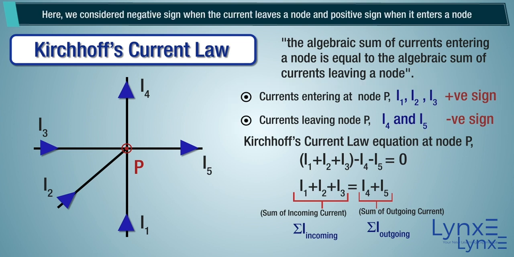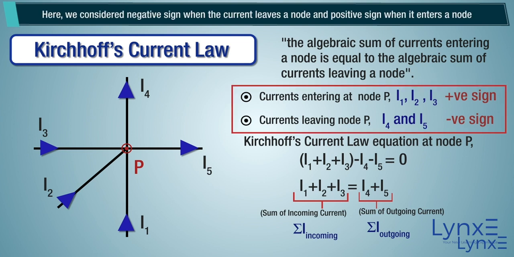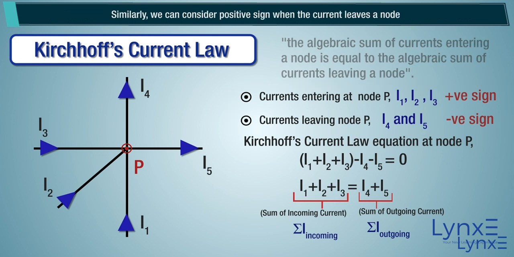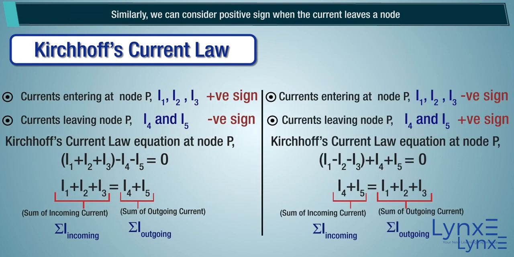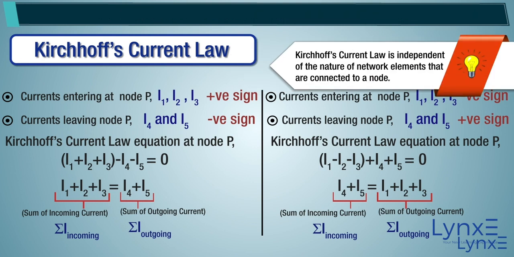Here, we considered a negative sign when the current leaves a node, and a positive sign when it enters a node. Similarly, we can consider a positive sign when the current leaves a node, and a negative sign when it enters a node. In both cases, the result will be the same. Note: Kirchhoff's current law is independent of the nature of network elements that are connected to a node.